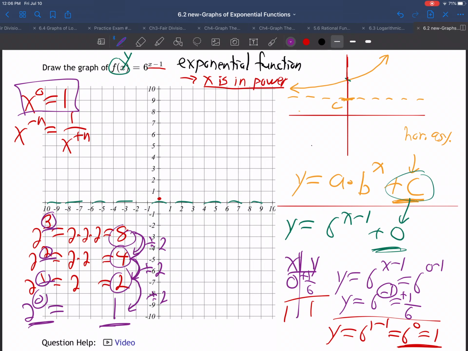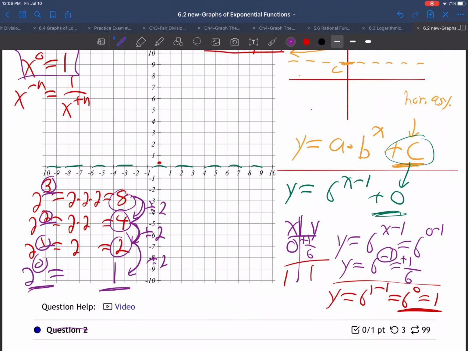It fits the pattern. And what would be the next one? So follow the pattern. 2 to the 3, 2 to the 2, 2 to the 1, 2 to the 0, 2 to the negative 1. I'm just following the pattern. 3, 2, 1, 0, negative 1. And then follow the pattern in the answers. 8 divided by 2 is 4. Divided by 2 is 2. Divided by 2 is 1. Divided by 2, 1 divided by 2, well, it's a half. Look at that. 2 to the negative 1 indeed is a half.